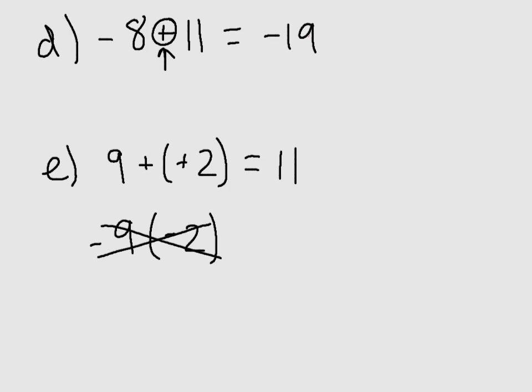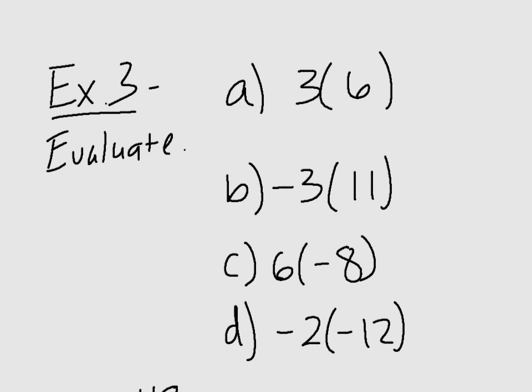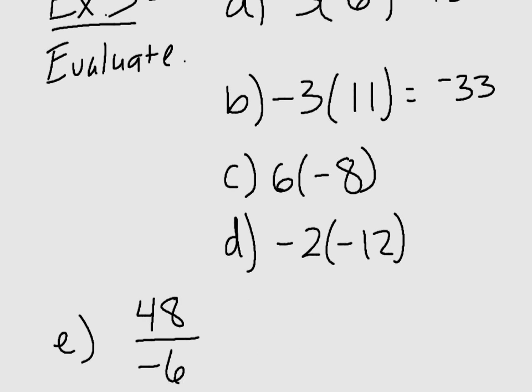Right. So now that kind of leads us into multiplication and division. If I have 3 times 6, what does that give me? 18. Good. Letter B, negative 3 times 11. Negative 33, yeah. Okay. 6 times negative 8. Negative 48. Right? Well, don't guess. Letter D. 24.